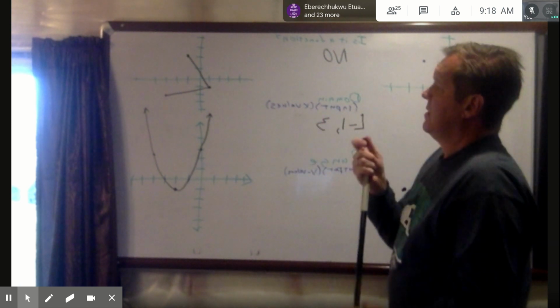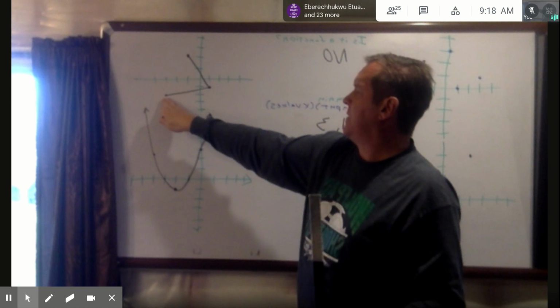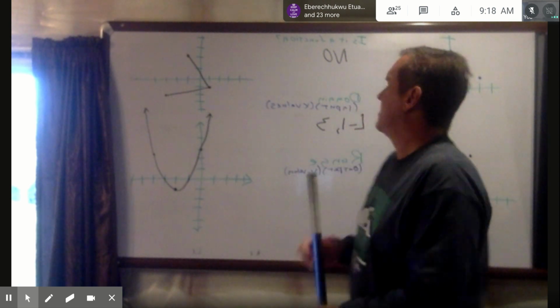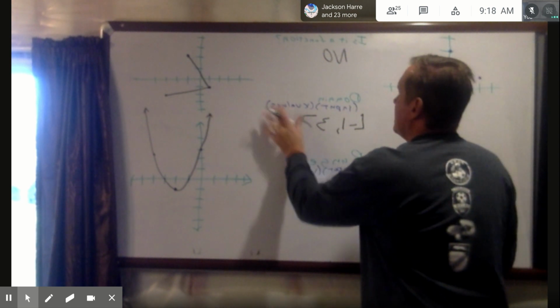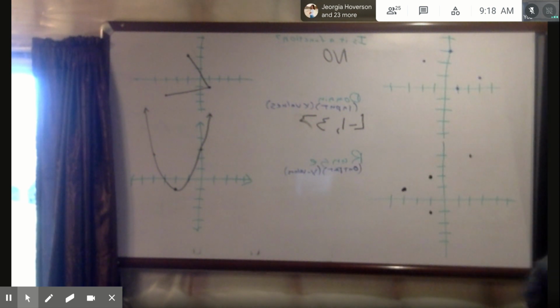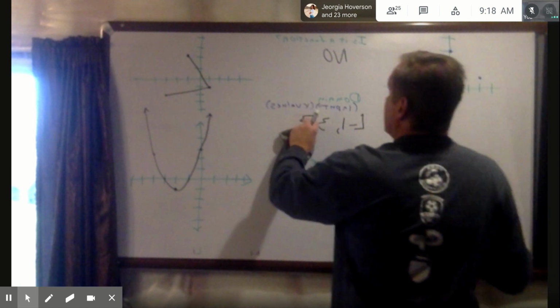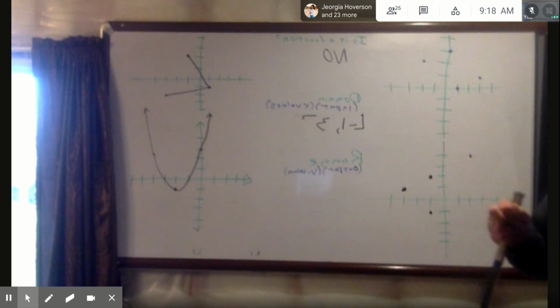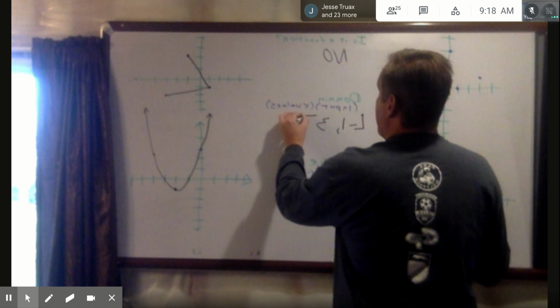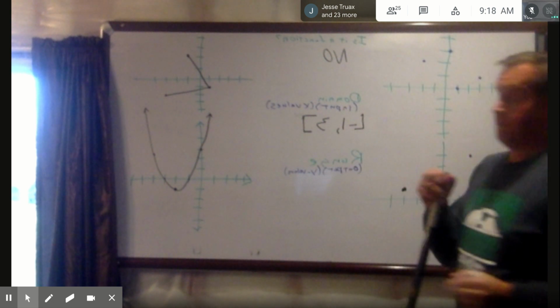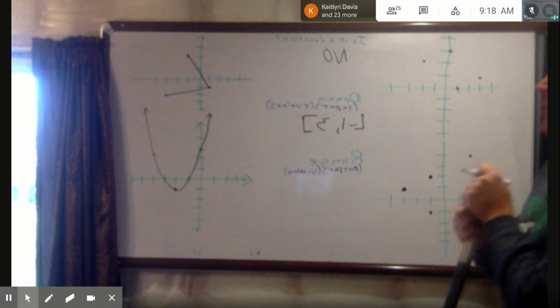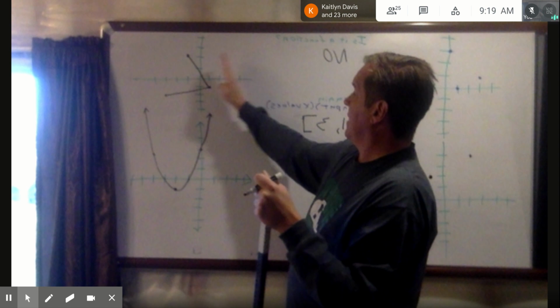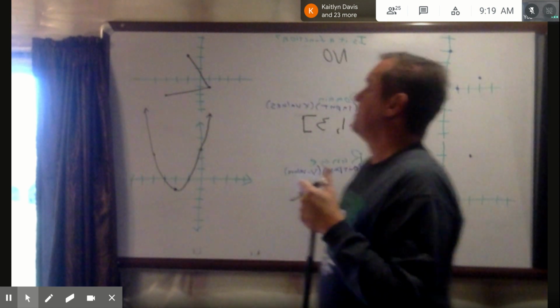Once again, open or closed circle here? It's closed, so we're going to go bracket. Couple days off school, and I lose my marker. Okay, so we got bracket there. So that's left to right, -1 to 3. There's nothing left of it. There's nothing right of it.